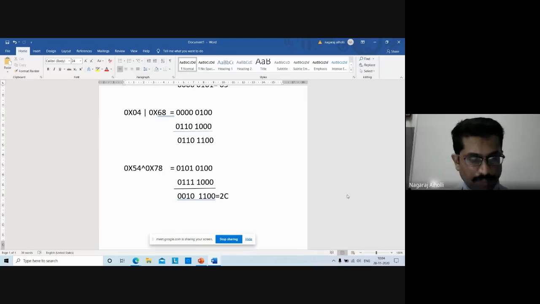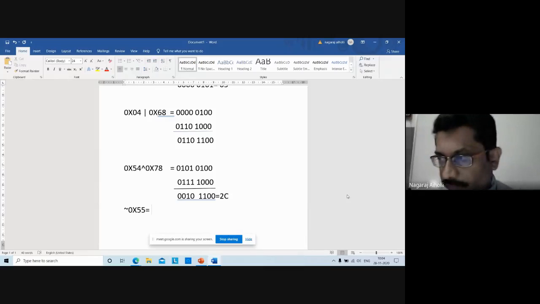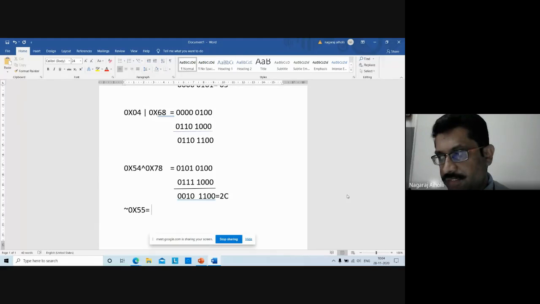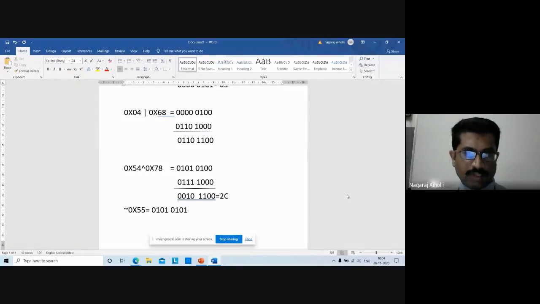Fifth example, perform the NOT operation of 0x55 and tell me the answer. If you perform NOT of 55, how much will you get? Invert the bits. AA hex, correct. 55 is 0101 0101. Then invert each of the bits: 1010 1010. This will be AA hex. Perform the NOT operation, invert each of the bits.